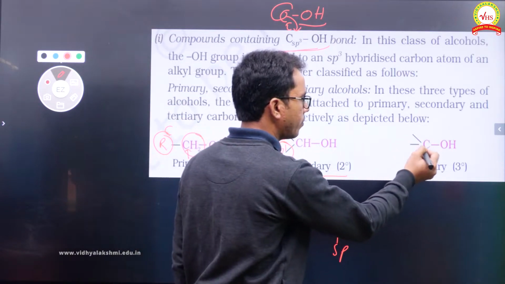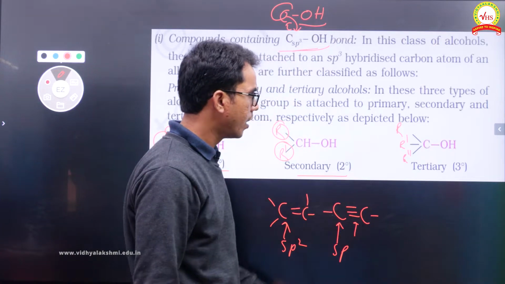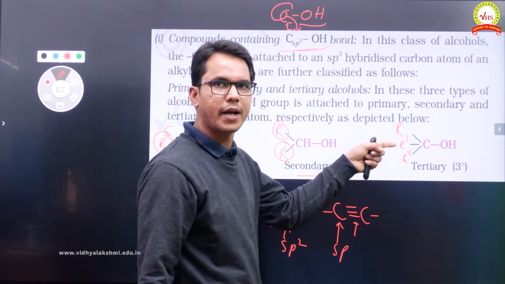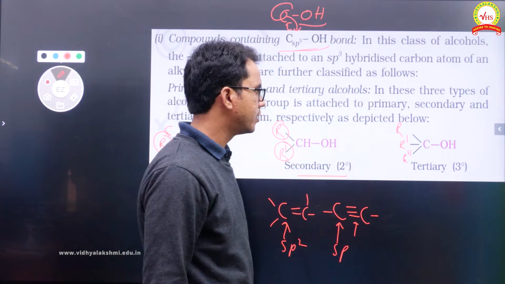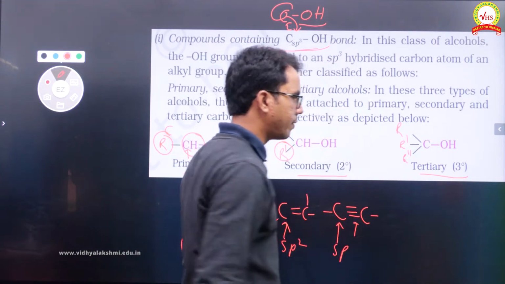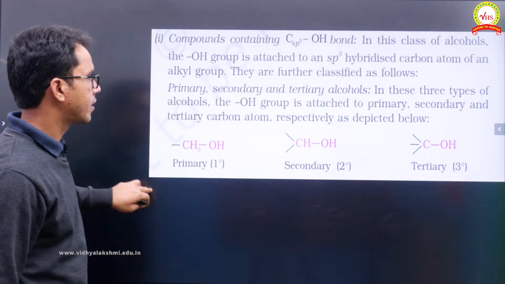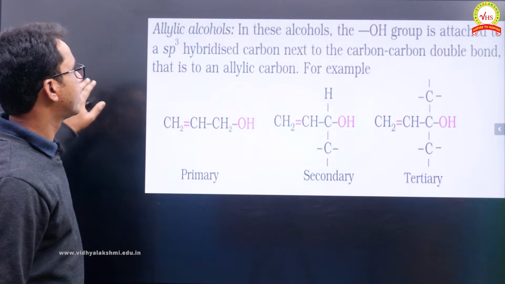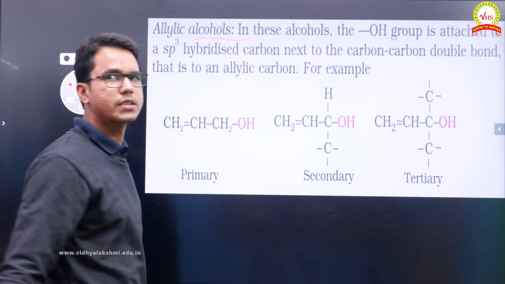Now we have the third one, which we'll take as tertiary, where we can see three alkyl groups of the same kind or different kind, it doesn't matter. If the sp3 hybridized carbon is connected to three carbons, that particular hydroxy group or alcohol comes under tertiary alcohol.